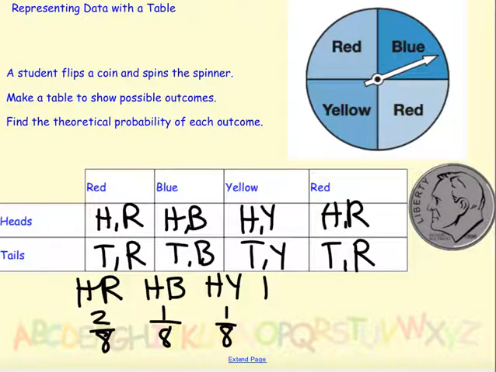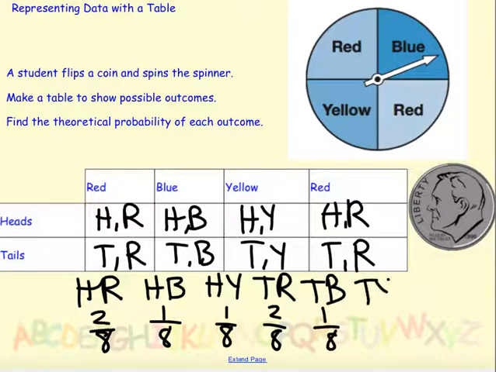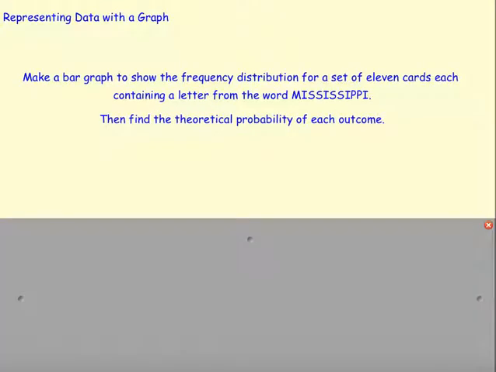And then we think about our tails red. That also happens twice out of 8 times. Tails blue is only once out of 8. And tails yellow is also once out of 8. All right, and of course, reduce your fractions. So we need to make our tables to show how often these can occur. And I think this is my last example here.